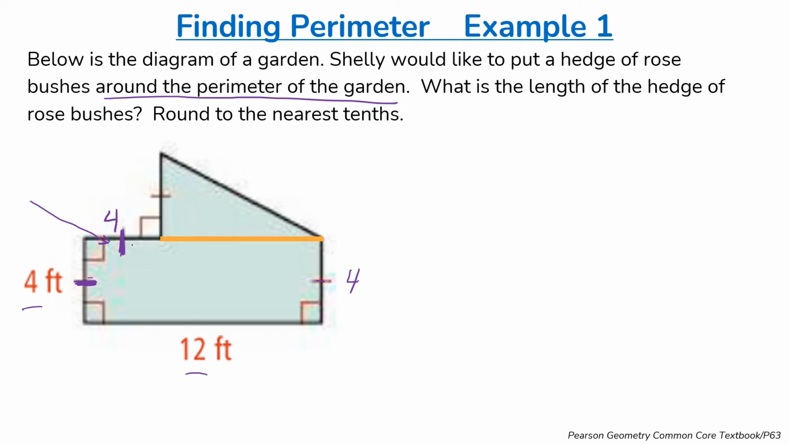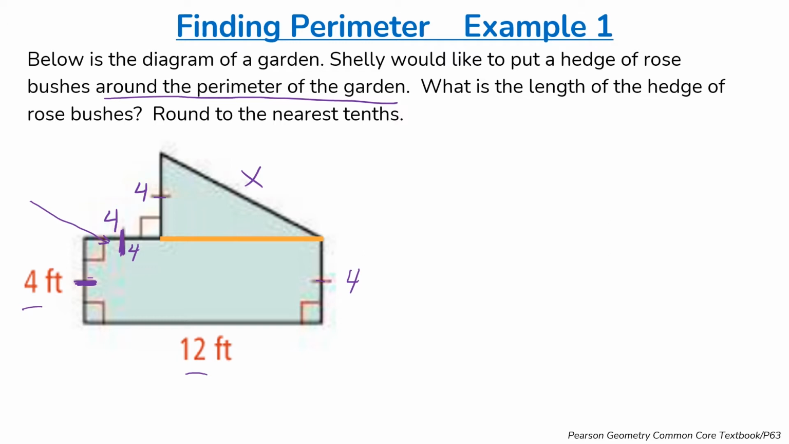So this little piece here is 4. And this piece here is also 4 because it has that same congruence mark. And so the only thing we need to find now is the side length of the triangle, because we have all sides of the rectangle, but we need to find the length of the hypotenuse of this triangle.